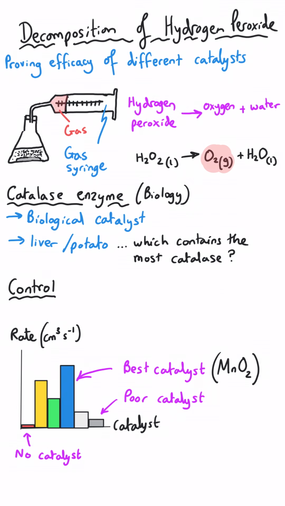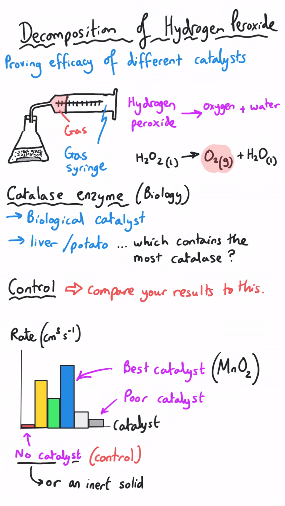When you do this, you should always use a control, and so you should test this with no catalyst at all or with something completely inert, just to see whether adding a solid to your hydrogen peroxide will affect the rate of production of oxygen gas, even though we know that this solid, say for instance ceramic beads, is not going to be a catalyst at all. But this will allow us to state conclusively that the solid that we've added is the reason for this increased rate of reaction.